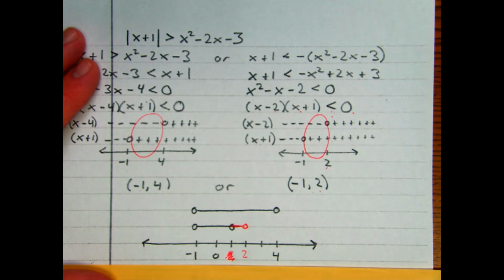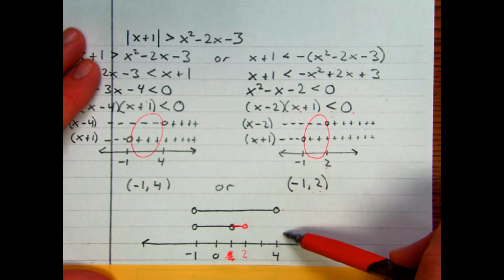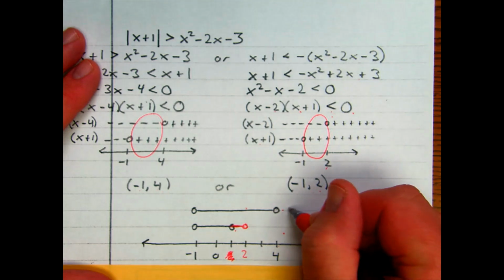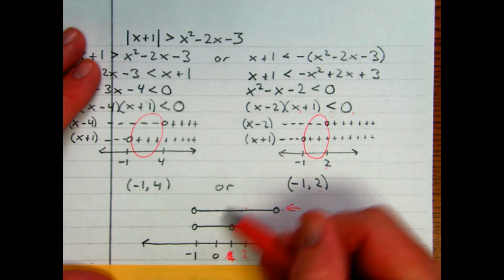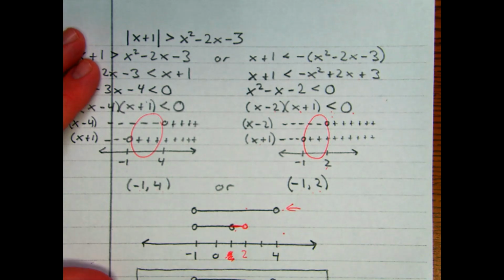Now, "or" is combining those two graphs together. We're taking all of this stuff, putting it together with all of this stuff. Well, all of this is already in there, so this is our final answer. That doesn't add anything more to the solution set. So our final answer is from -1 to 4, right there.